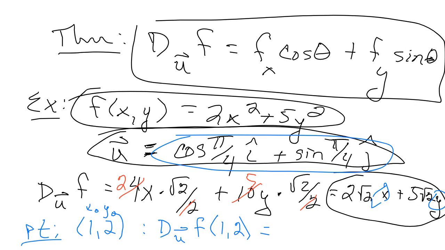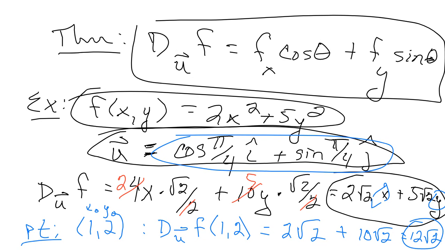It's going to be 2 root 2 times 1, which is 2 root 2, plus 5 root 2 times 2, so 10 root 2, or simplifying that, it's 12 root 2. Okay, so the directional derivative of f evaluated at 1, 2 in the direction of u vector, which is a pi over 4 angle, is 12 square root of 2.